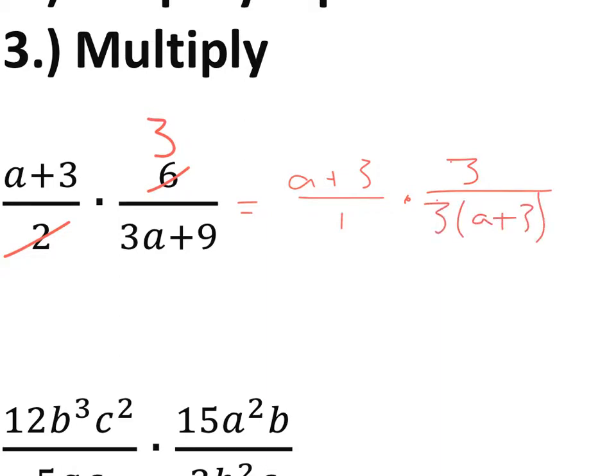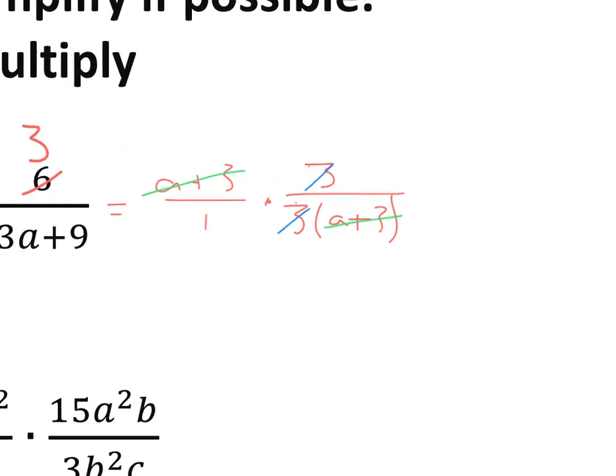Well, notice what I got up here. I have a plus 3 up here, and I have a plus 3 down here. I can cross simplify those. And notice I also have 3 over 3 now, so I can also simplify that. Not nothing left, because when I do a plus 3 divided by a plus 3, I get 1. When I do 3 divided by 3, I get 1. So my answer is 1.